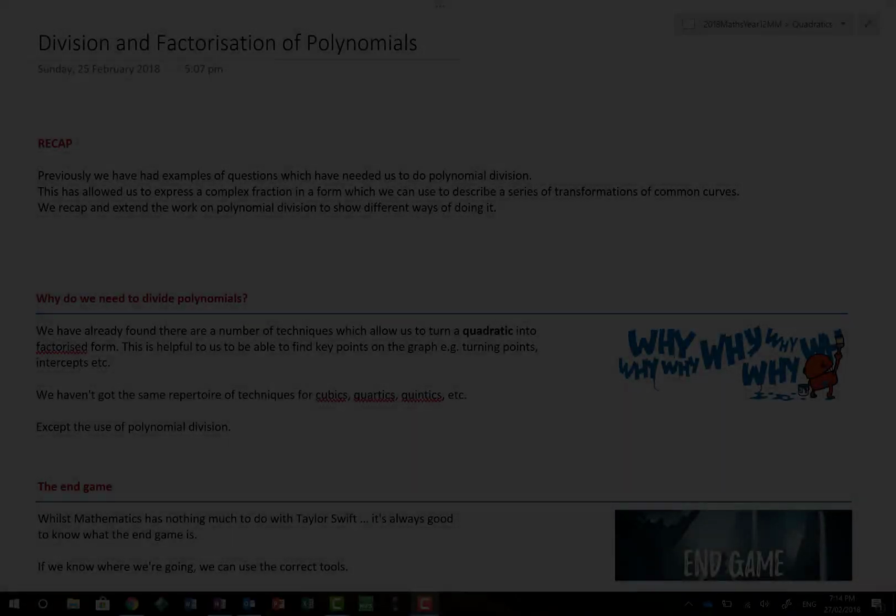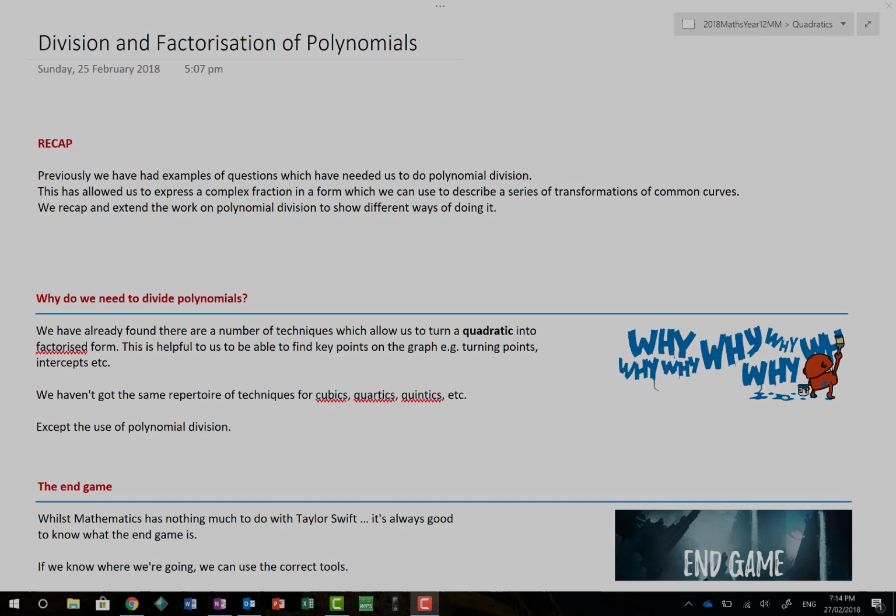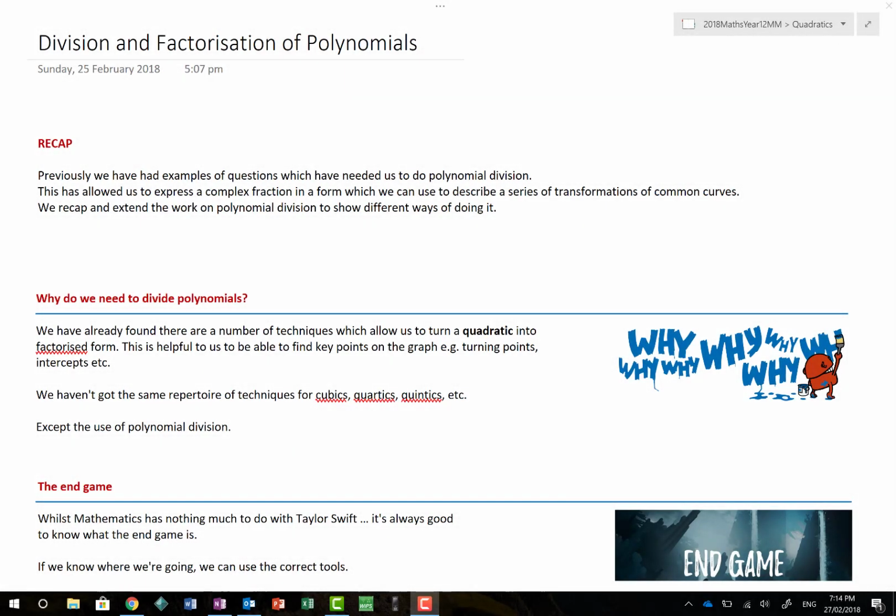I have to say that this is a lesson and a video that I thoroughly enjoy doing. Why? Because it deals with division and factorization of polynomials, something finally exciting that doesn't deal with shifting graphs around. Okay, it might help us make graphs, but it's a little bit of algebra, and who can't get excited about algebra? Me.